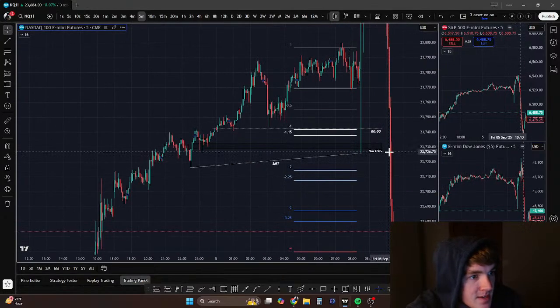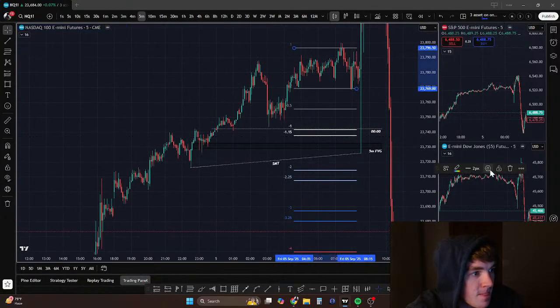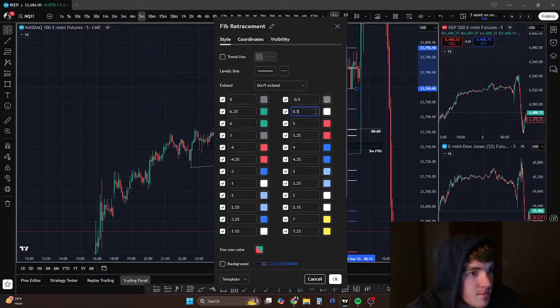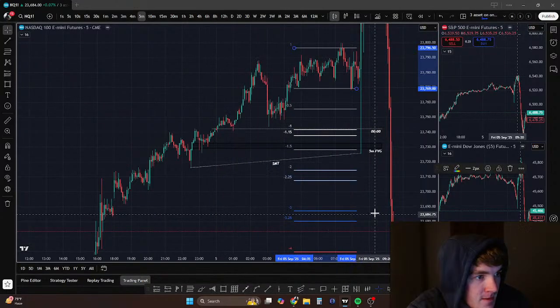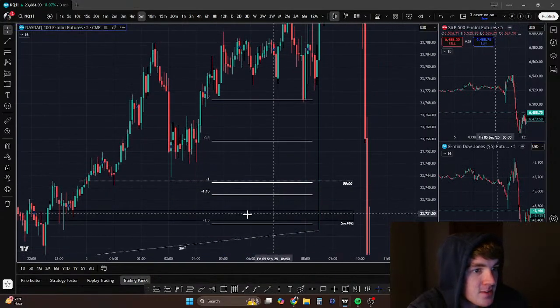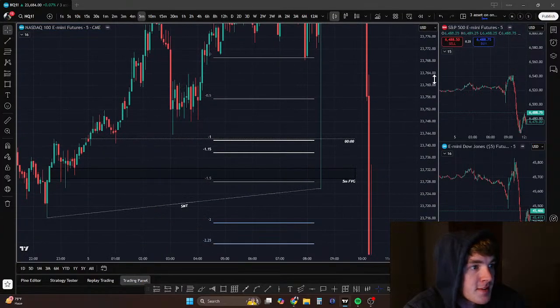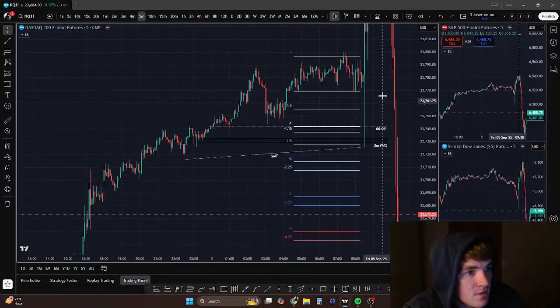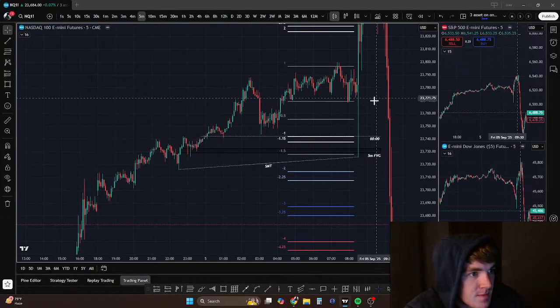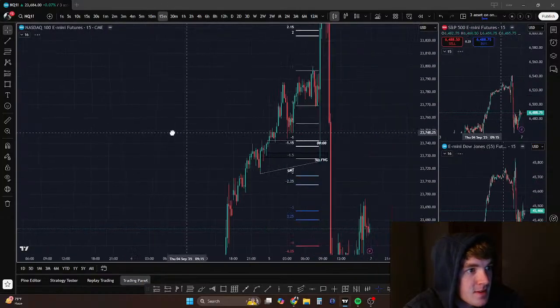Why am I not seeing 1.5? That makes sense, Cave. That's fair. So yeah, what I'm saying is, see how this 1.5 lines up perfectly with this fair value gap. Maybe this is a bad example. Let's actually go on the 15-minute.